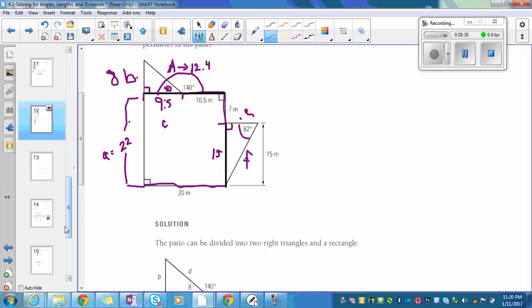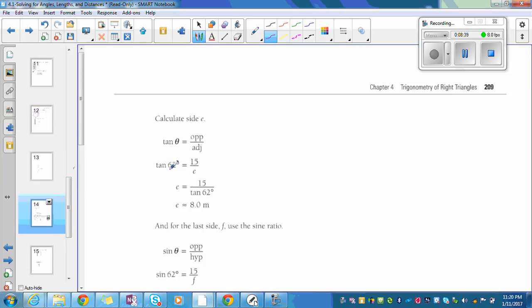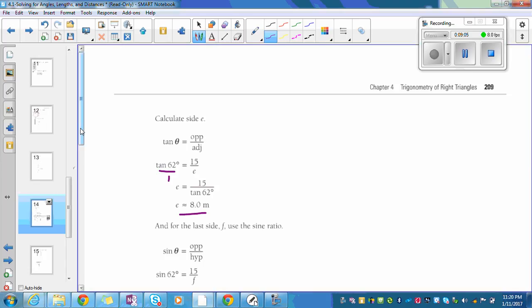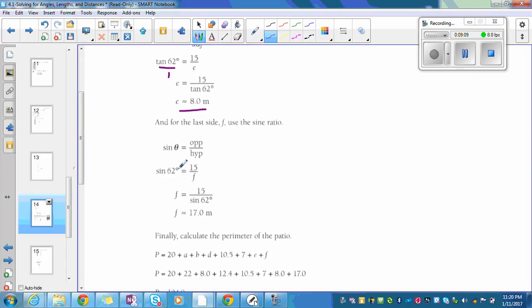And when we go about to do that, we have that here. The tan of 62 is 15 over E. Put that over 1. We cross multiply. We get 15 is equal to tan of 62 times E. Divide by the tan of 62, so we get 8 for E here. So this is 8 meters on this side as well. And then the last one is sine of 62 is equal to 15 over F, which is our hypotenuse. When we put this over 1, we cross multiply, we get 15 is equal to sine of 62 times F. We divide by the sine of 62, we get 17.